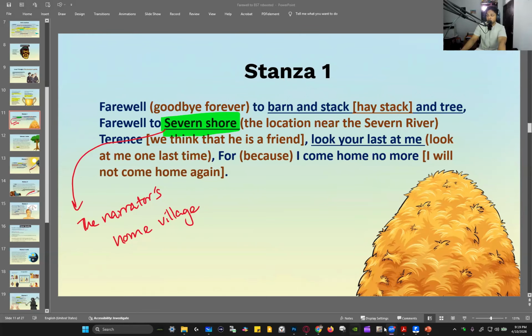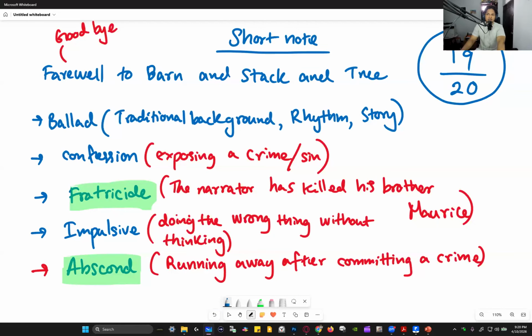I can show the short note here. Please take a screenshot, okay? Please take a screenshot if you can't write it down.